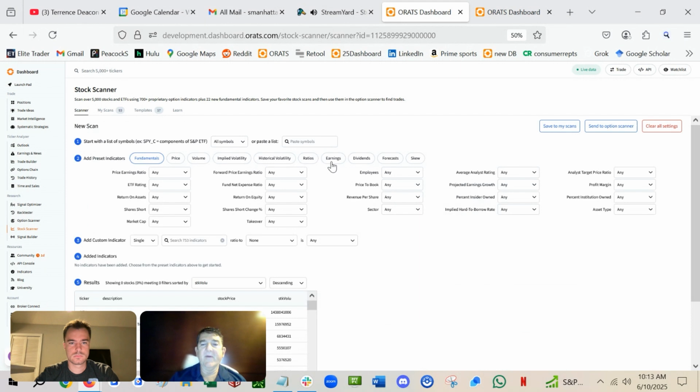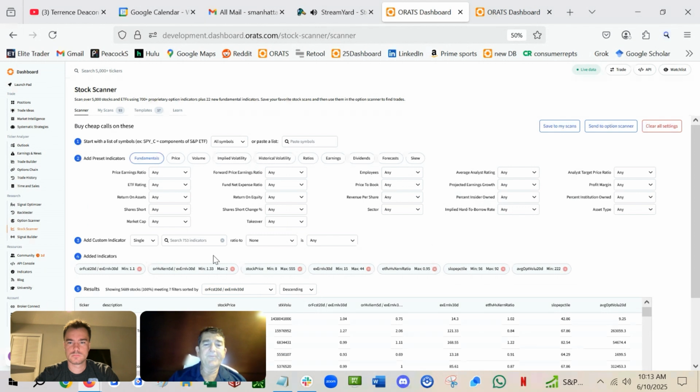I also have average option volume, so I want there to be a fair amount of trading going on. Then the slope has to do with what we saw in Apple. If we're buying cheap calls, we want the put slope to be steep. So the puts are expensive, and the calls are cheap.